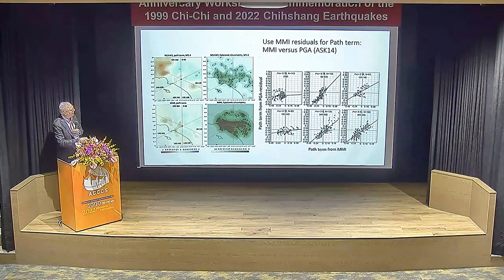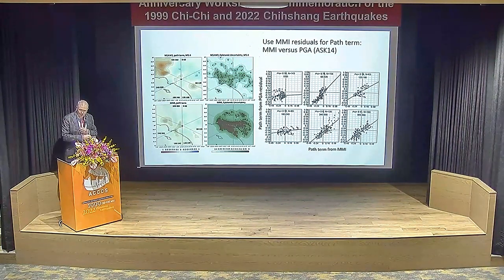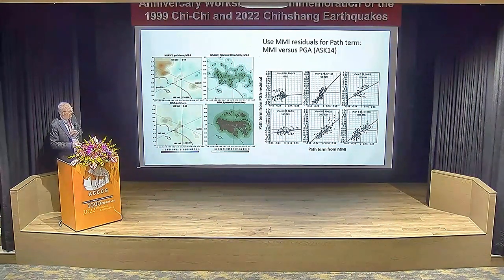If we start to look at how these are correlated, this is the path term from intensity on the x-axis and the path term from PGA on the y-axis. In some of these azimuths, they're pretty well correlated. In other azimuths, they're not so well correlated. And this is what we're trying to work through. What's happening there? Is it really the underlying ground motion intensity prediction equation that needs improvement?